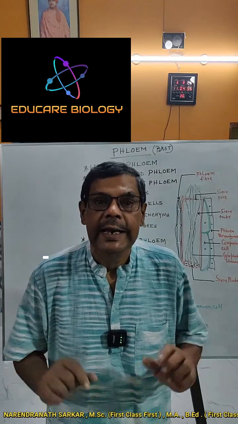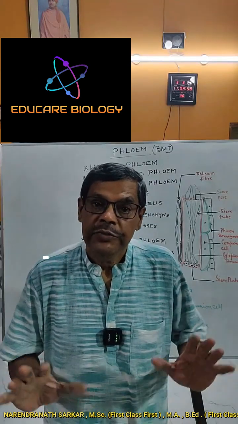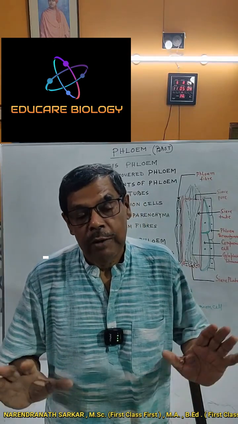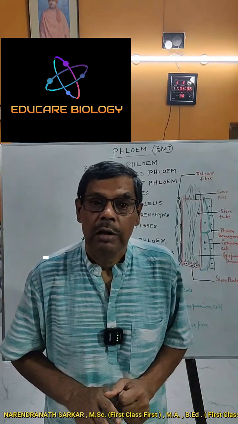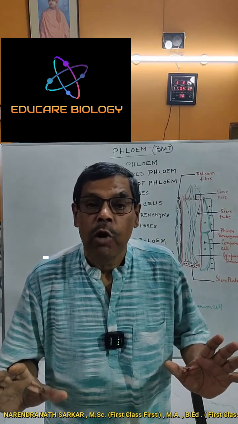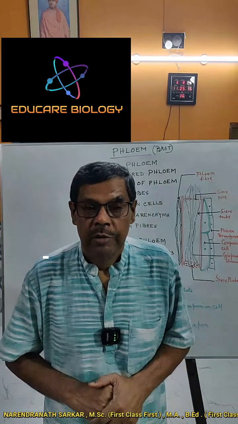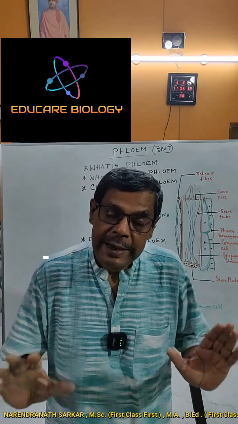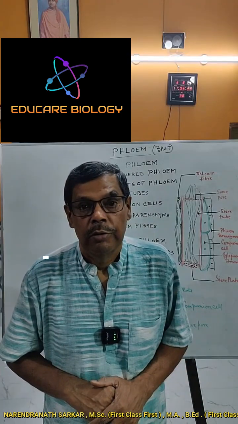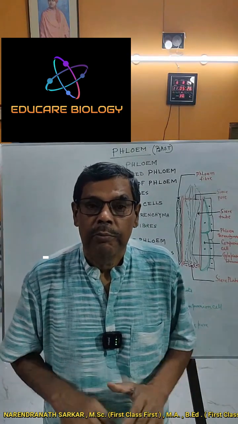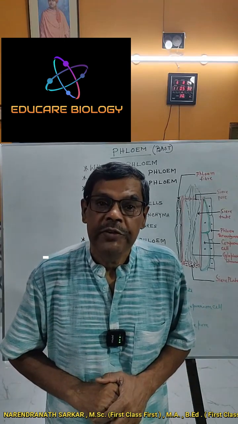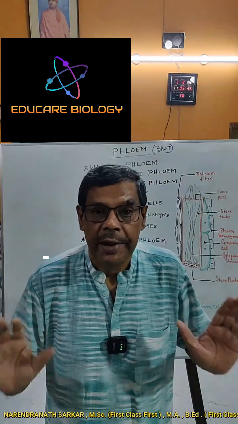This phloem and xylem together constitute the vascular bundle. This vascular bundle is called conducting tissue or elements. This vascular bundle, which is composed of xylem and phloem, both xylem and phloem originated from the meristematic tissue, the procambium strand.